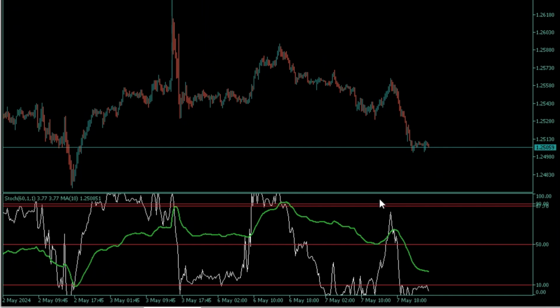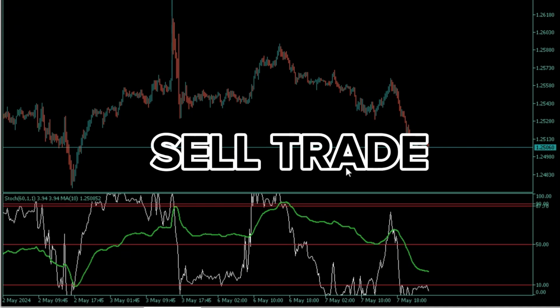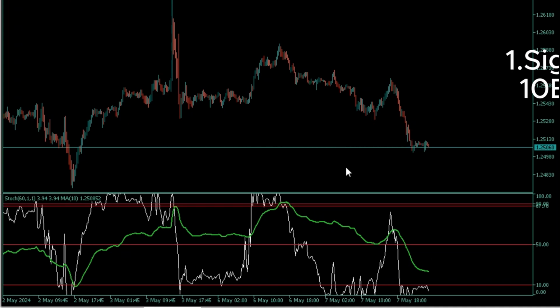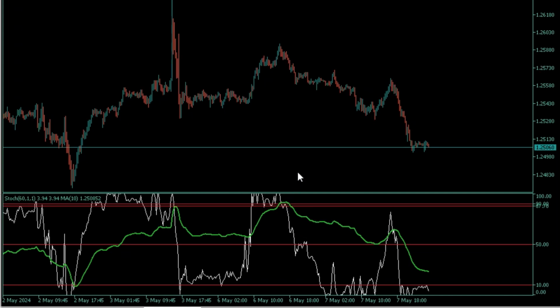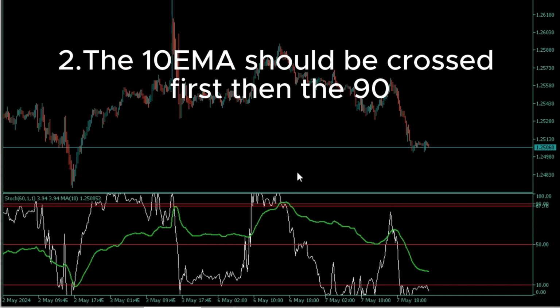So now the key question is, how do we trade using this signal, or how do we scalp using these indicators? Very simple. To take a sell trade, three conditions have to be met. The first condition is the signal line, which is the white line, must cross both the 10 exponential moving average and the 90 level at the same time. That is the first condition. Then the second condition is the 10 exponential moving average must be crossed first, then the 90 level.